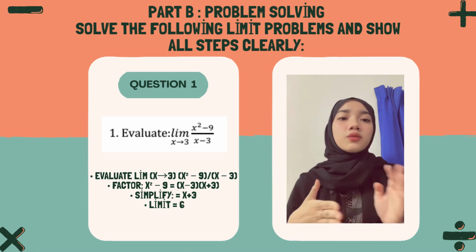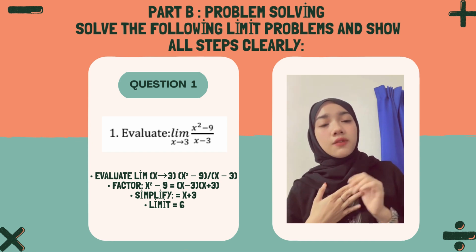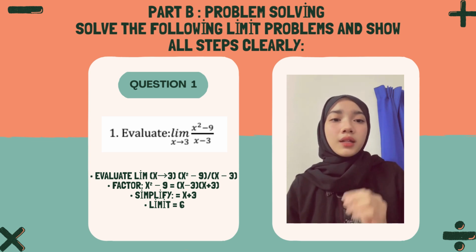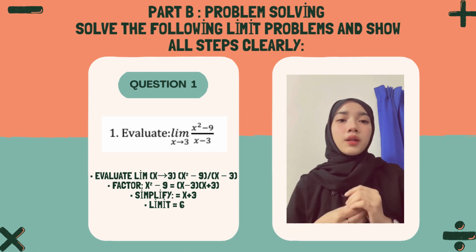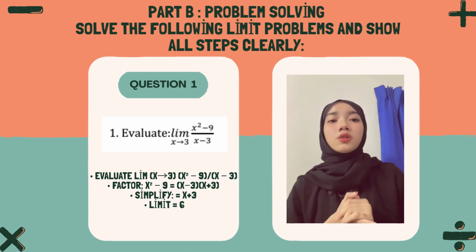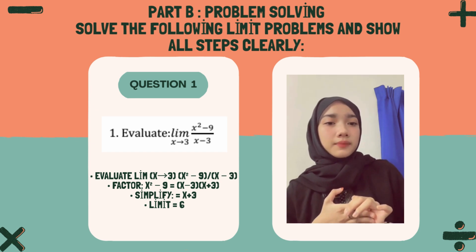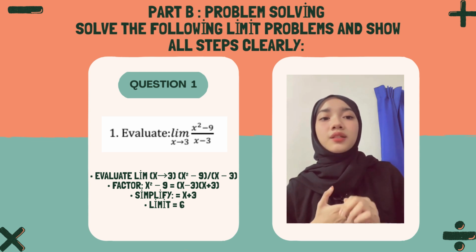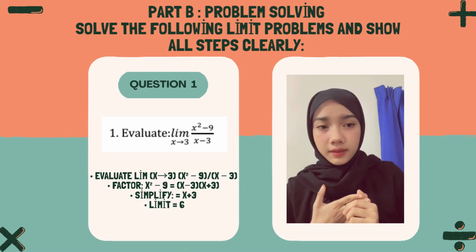Step 3 is to factor the numerator. We factor x squared minus 9 using the difference of squares formula. x squared minus 9 equals (x minus 3) times (x plus 3).